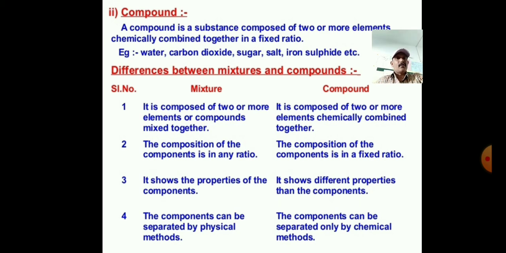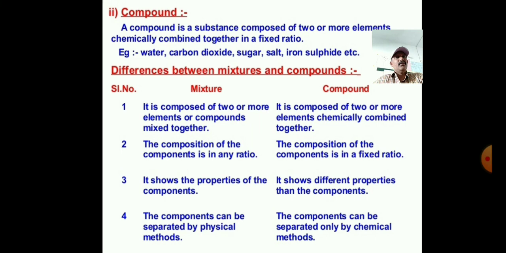Next, the third point. In a mixture the components keep their own properties, so they show their property, whereas a compound shows different properties than its components. When they are combined with each other, it shows different properties than the components. Fourth point: in a mixture the components can be separated by physical methods.